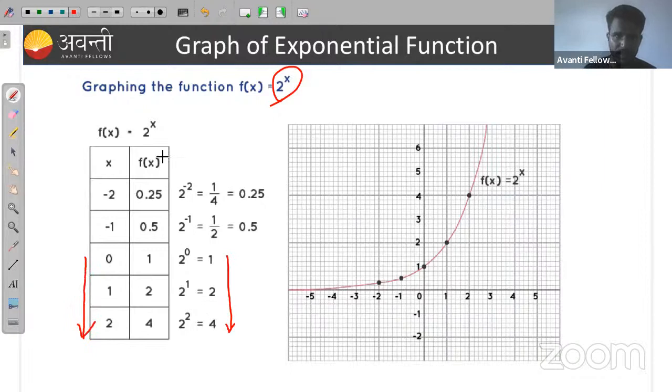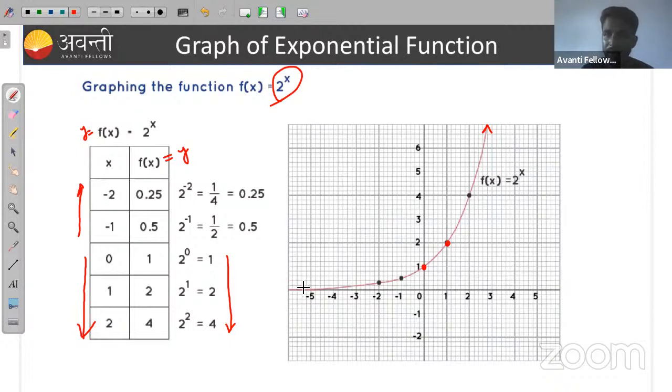You can see that if you keep increasing the value of x, the value of y, the function value, is also increasing. This is your y. If you keep decreasing the value of x, at -1 the value is 0.5, and if you put -2, it is 0.25, which is lesser again. So ultimately the graph keeps increasing, yes or no? And if we give negative input values, it will go in the downward direction.